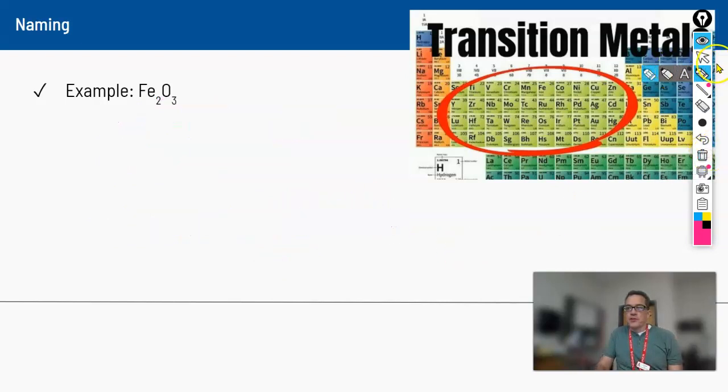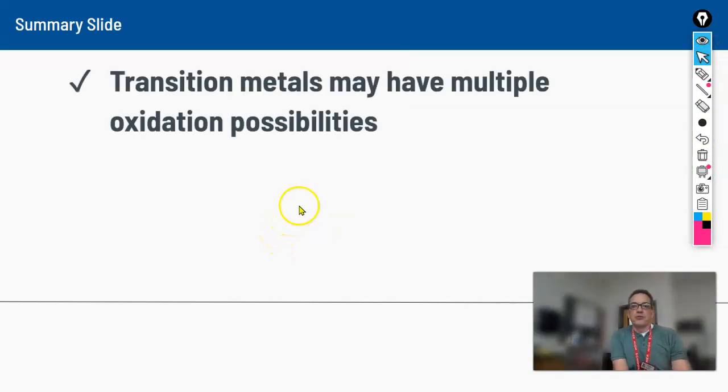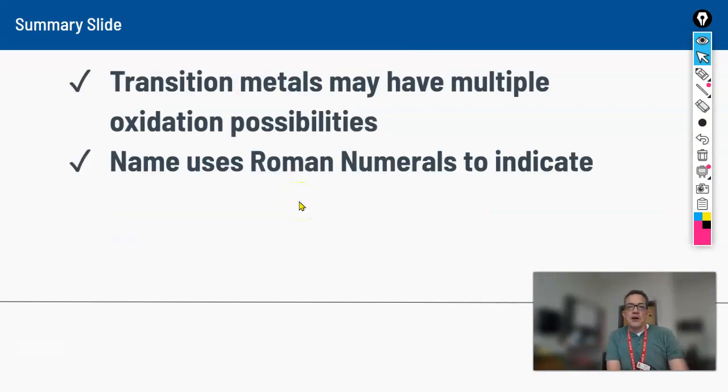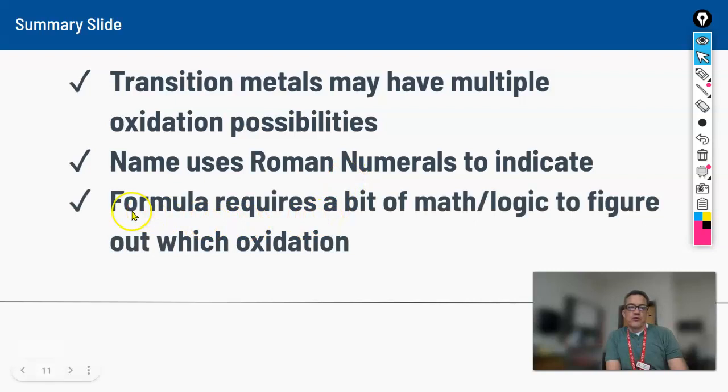Right. So you should have some stuff to practice with this and get a little additional help if you need it, but those are the basics. Summary slide, transition metals may have multiple oxidation possibilities. We need to use Roman numerals to indicate which of those transition metals we're working with. And again, if we're trying to name it, the formula needs a little bit of math and a little bit of logic to figure out which oxidation state we're going from a formula backwards into a name. Good luck, enjoy your practice, and I'll see you next time.